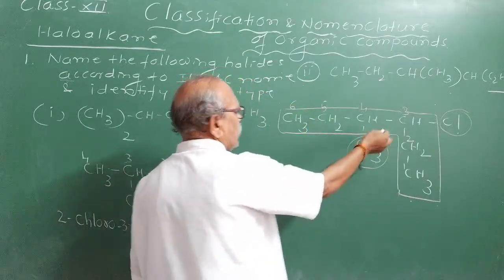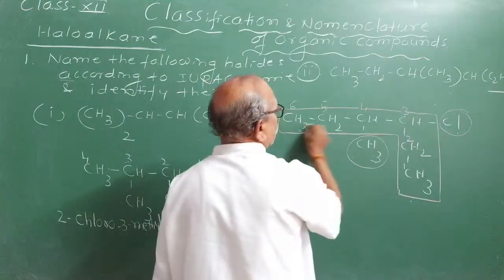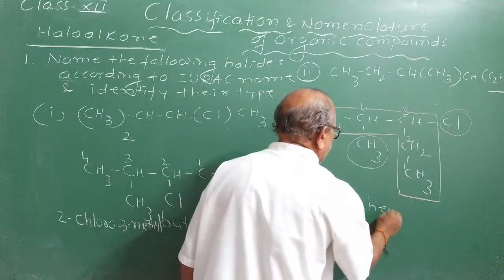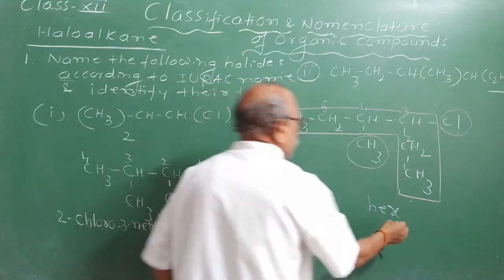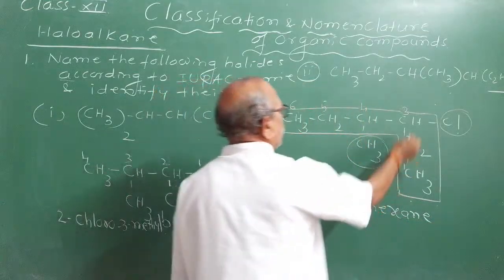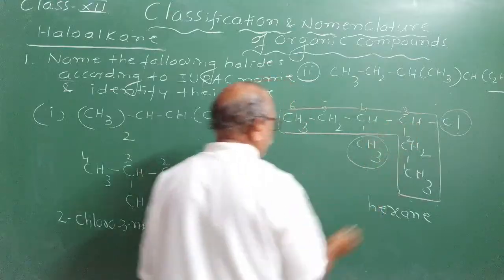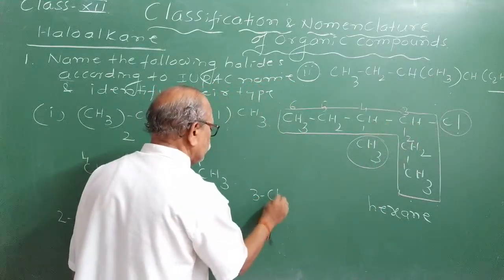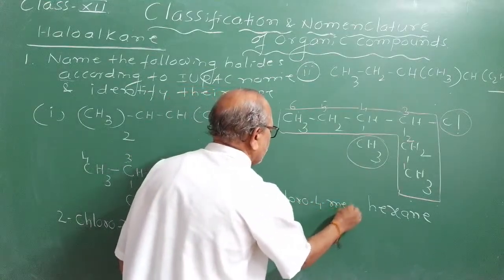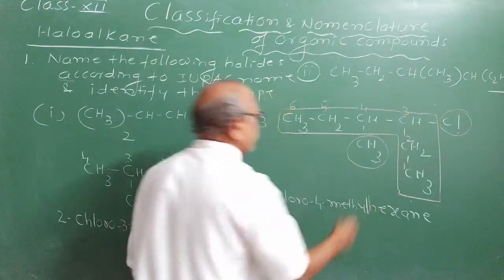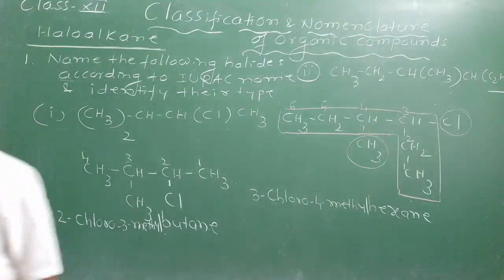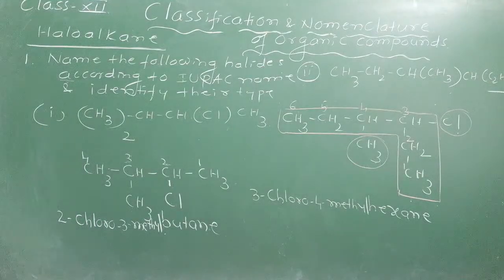Okay, now write the root word. How many carbon atoms are there? 6, therefore it should be written as hex. There are carbon-carbon single bonds, therefore you write ane: hexane. The IUPAC name will be 3-chloro-4-methyl. Don't leave a space, write it together. Right? 3-chloro-4-methylhexane is the name of this compound.